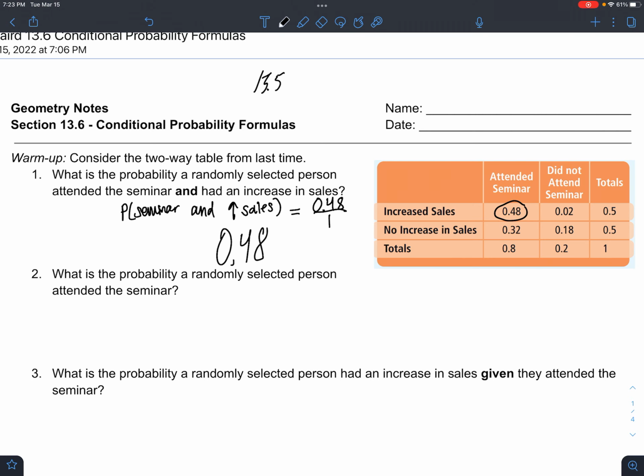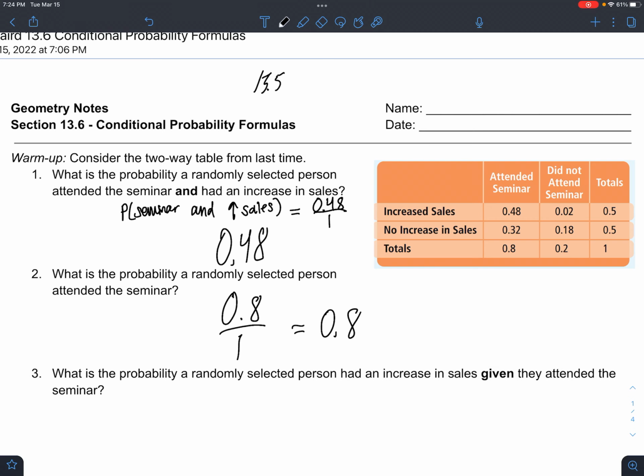What is the probability a randomly selected person attended the seminar? Okay, kind of an innocent question. No and. It's just asking what's the chance that someone went to the seminar. So at this point, it's just about looking in the table for the right number, right? This number here is giving the total for the attendance of the seminar, the probability. So that's the answer. And yes, we divide by 1, but that doesn't really do much. Again, these already have the probabilities in there, so it's a different kind of table.